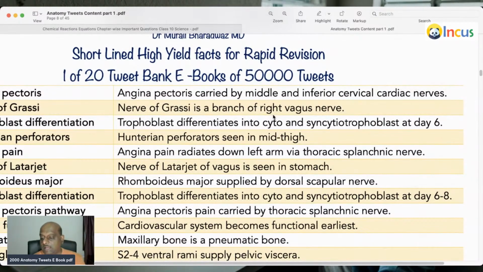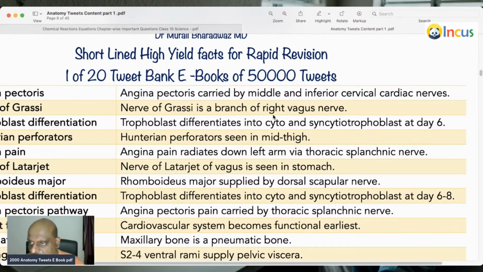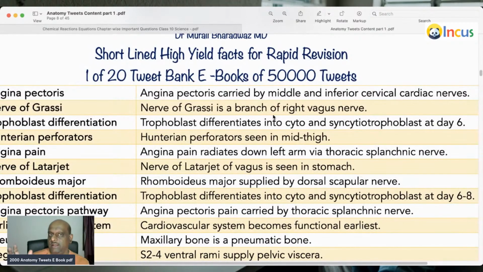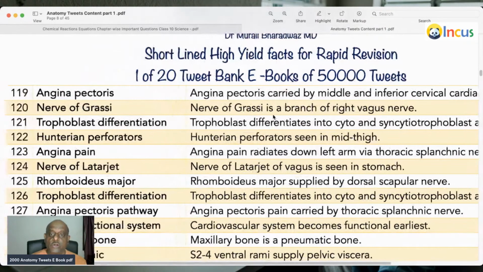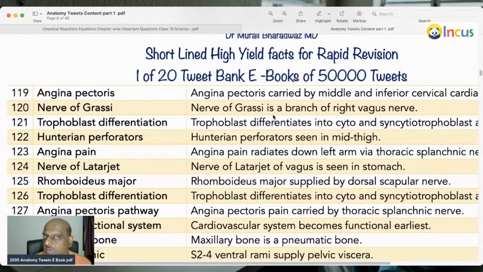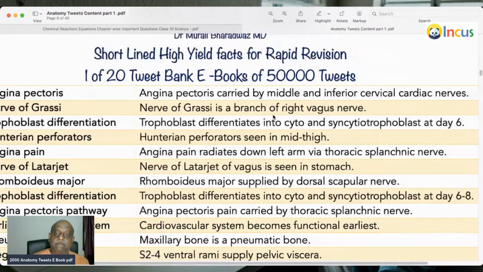When will trophoblast differentiate into cytotrophoblast and syncytiotrophoblast, doctor? By day 6, the trophoblast differentiates into cyto and syncytiotrophoblast. Now, in the varicose veins, you should know the various perforators. What is the name given to the mid-thigh perforators? Hunterian perforator is typically seen mid-thigh.